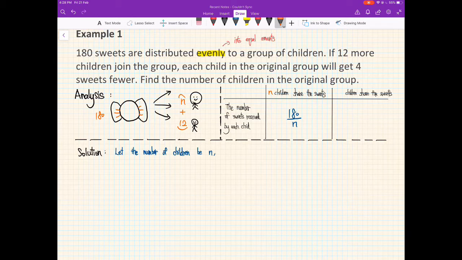Each child in the original group will get 4 sweets fewer. If n plus 12 children share the sweets, then the number of sweets received by each child will be 180 over n plus 12. Since each child in the original group will get 4 sweets fewer, that means the number of sweets received by each child is equal to that in the first case minus 4. We can set up this equation and solve it below.